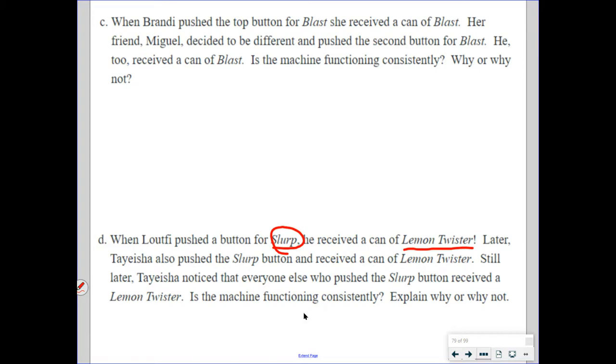Is the machine functioning consistently? And the answer is yes, it is. It is functioning consistently. Consistently wrong, but consistently. When you push the button, you get the same results every time. Okay? So again, it's not asking is it functioning correctly, it's saying is it functioning consistently. Explain why or why not. That is a very key thing to talk about. I want you to focus on the fact that consistent is the word I'm looking for. When I push this button, do I get the same results every time? That is an important thing.